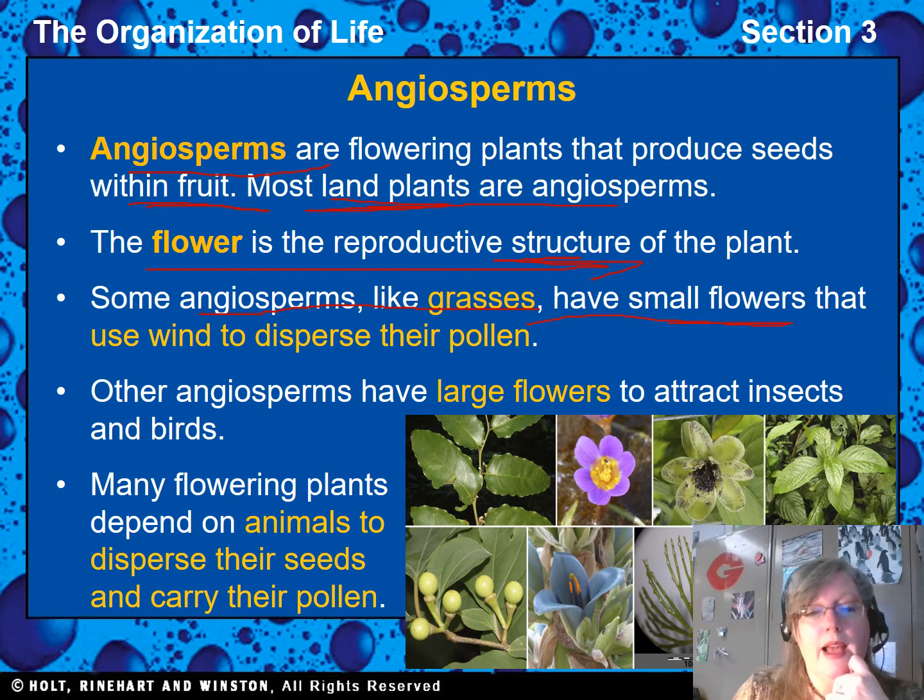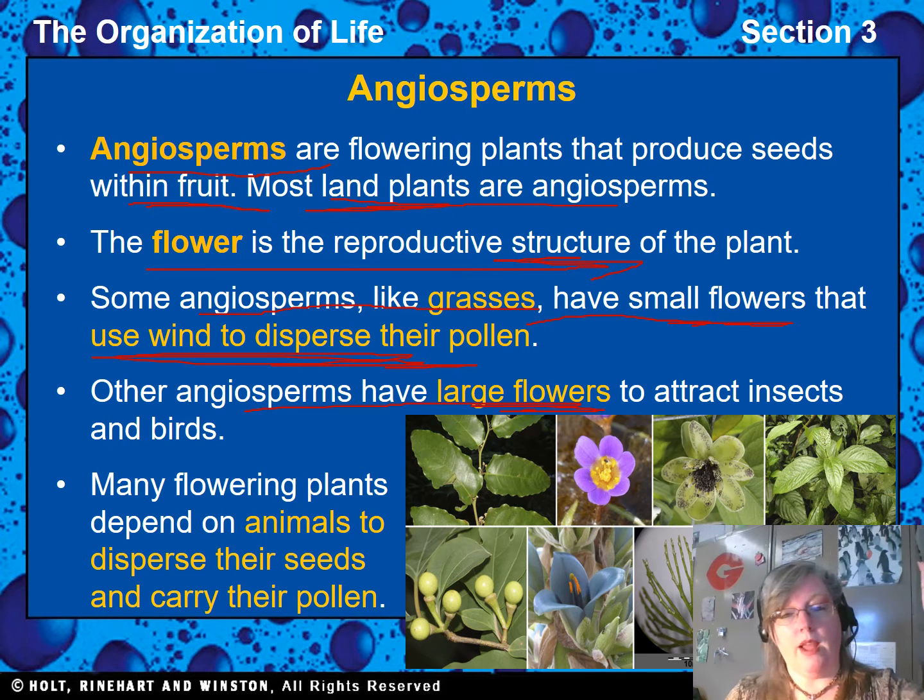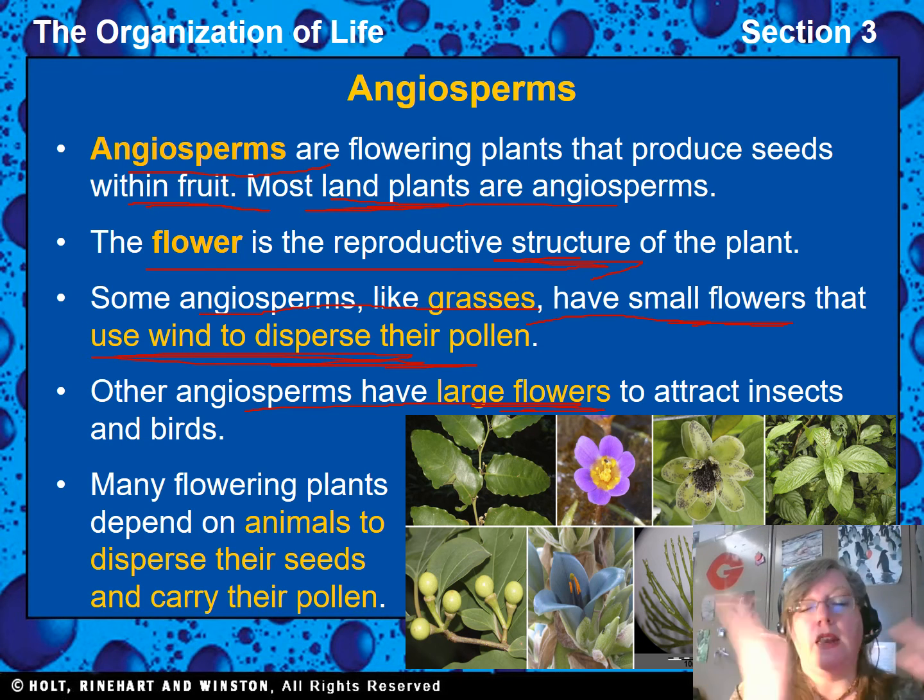They have tiny flowers and the wind disperses their pollen. Other ones have really large flowers to attract insects and birds. So some of the angiosperms let the wind blow their pollen around, and other angiosperms have big flowers to pull the insects and birds to them. If you're using wind, you don't need a fancy flower. The wind doesn't care what you look like. So you just need small seeds, and you don't have to put a lot of effort in. But if you need insects and birds to transfer your pollen, you've got to give them something to come for, right?